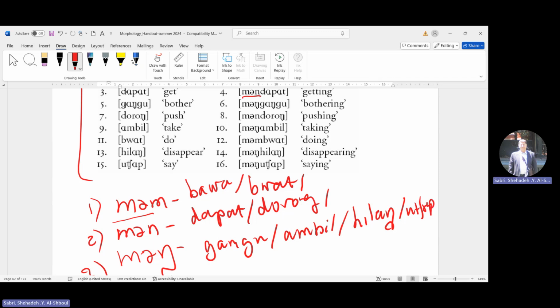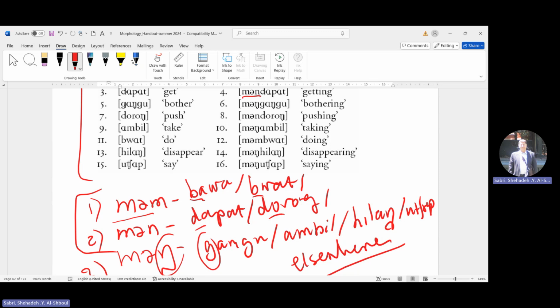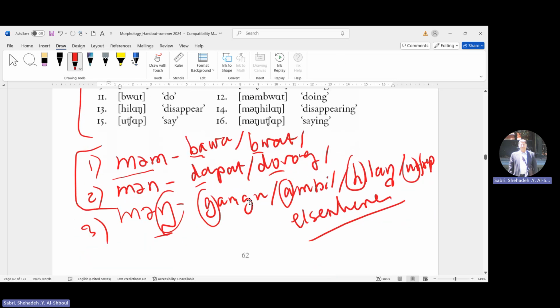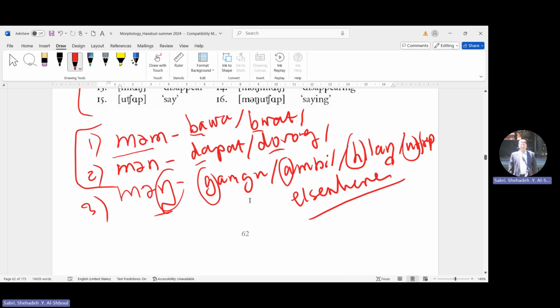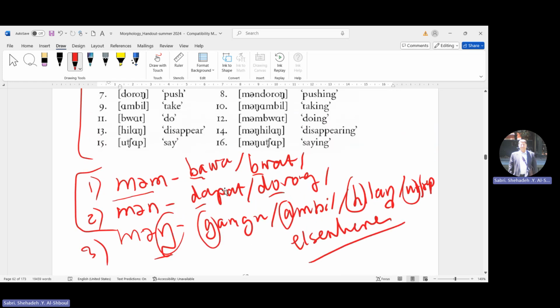So here, if we look into the distribution, we find that the first two prefixes are restricted to certain environments, where mam is added to words beginning with ba, man to words beginning with da, and mang, with the velar nasal, to the elsewhere condition, let's say. Why elsewhere? Because it is preceded sometimes by ga, sometimes by the fricative ha, and sometimes by a vowel. So here clearly comes the notion of allomorphy as bound and conditioned by certain environments.